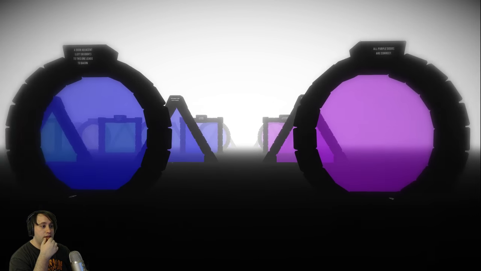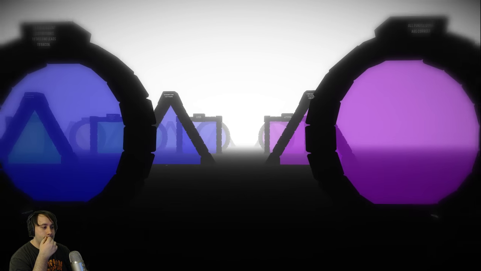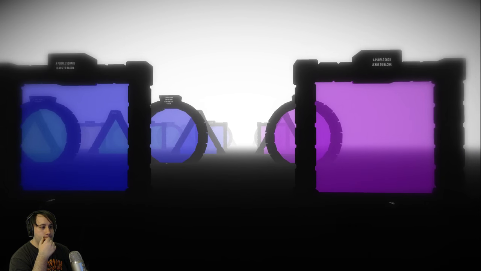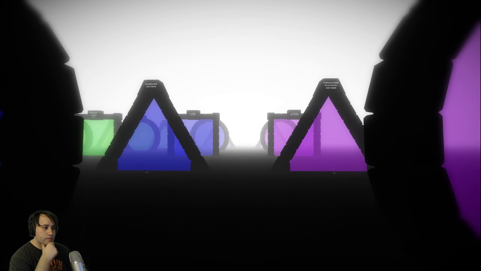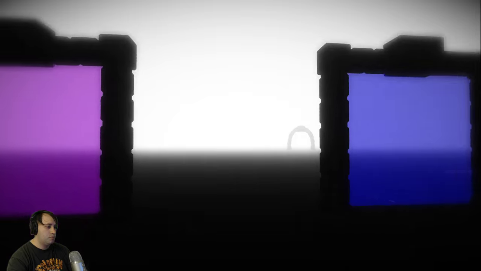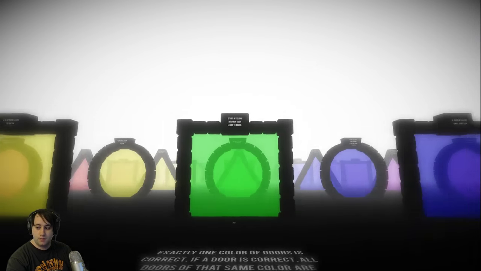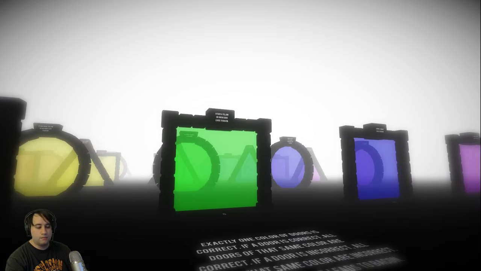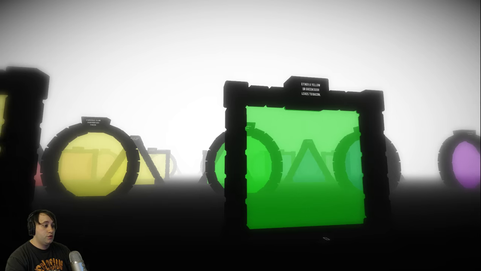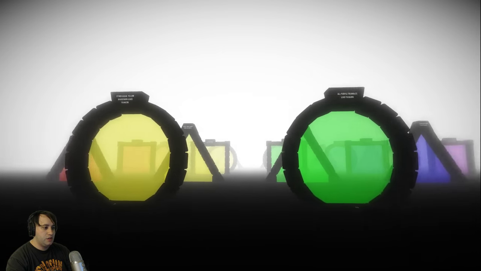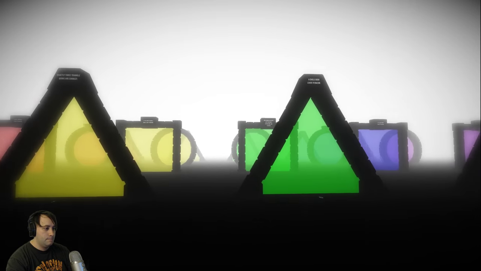Okay. Either a blue triangle or a yellow triangle leads to bacon. Nope. All right. So purple is out. Excuse me. So it must be something in green. All right. So we're narrowing them down. Cool. Either a yellow or green door leads to bacon. We know it must be a green door.